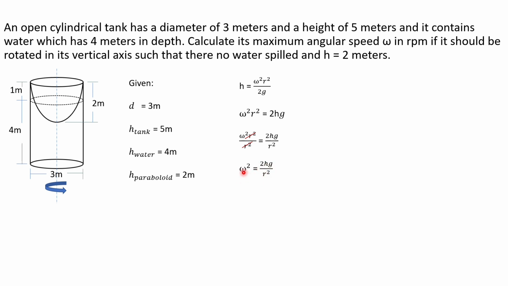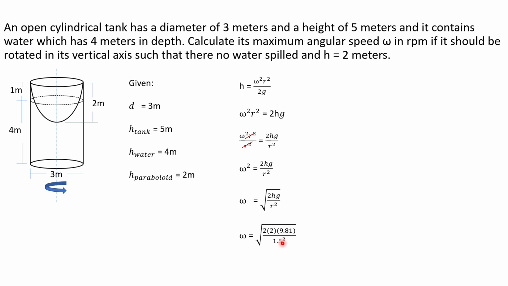Again, we're looking for omega, so since it is raised to the second power, we need to get the roots of both sides of the equation. Now we have omega is equal to the square root of 2hg over r squared. And now we are ready to substitute all the givens we have. So we have h is equal to 2 meters, g is equal to 9.81 meters per second squared, and r is equal to 1.5 meters.